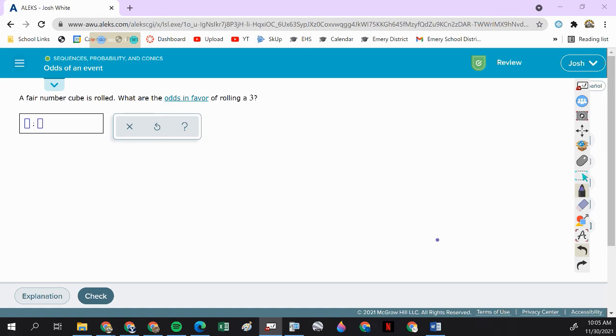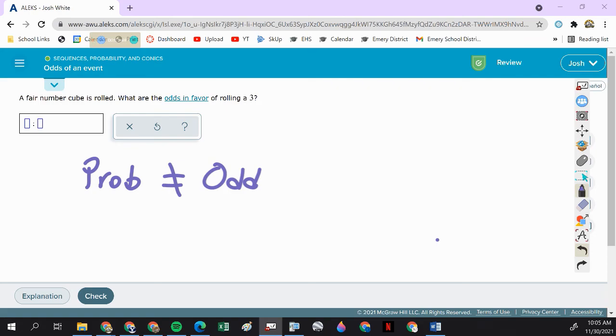A fair number cube is rolled. What are the odds in favor of rolling a 3? Okay, well, there's a difference between probability and odds. They are not the same thing. They're close, but they are not the same thing.